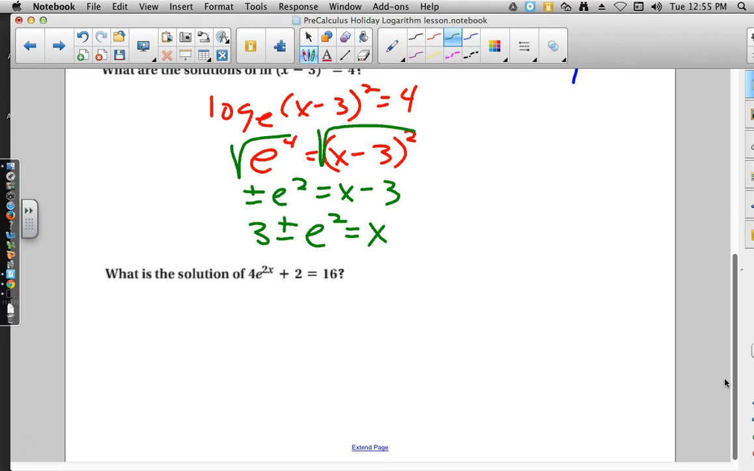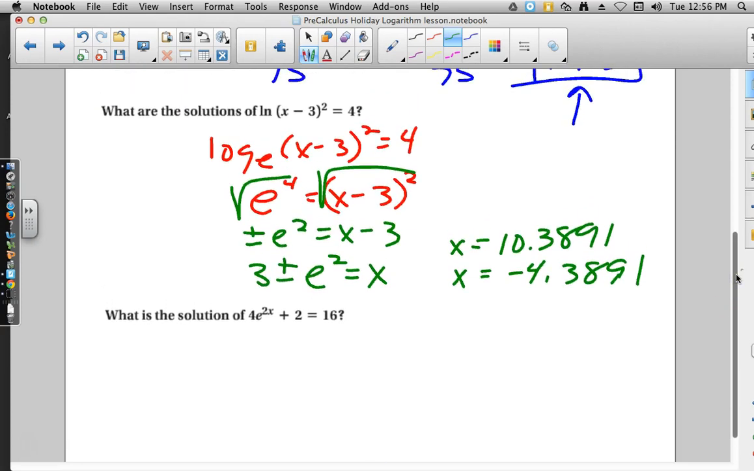And we would grab a calculator and see what we get for our answers. So if we do the addition, 3 plus e squared, we get 10.3891. And if we do the subtraction, negative 4.3891. And we immediately want to cross off that negative 4.3891 because we say, aha, we cannot take the logarithm of negatives, except, look what happens here.